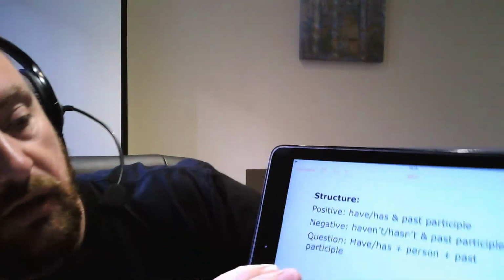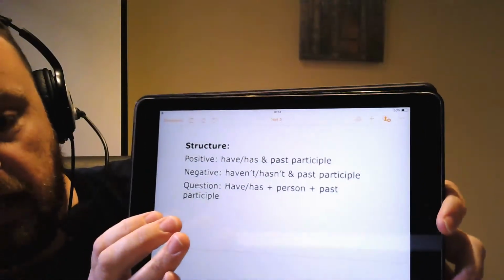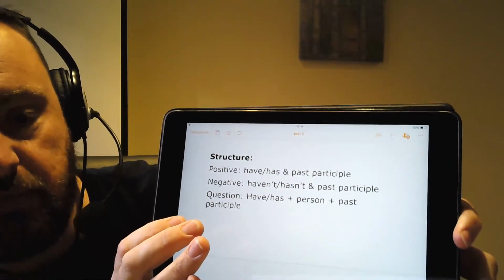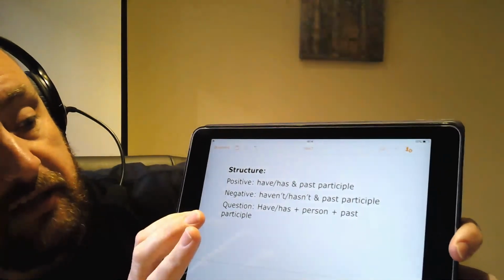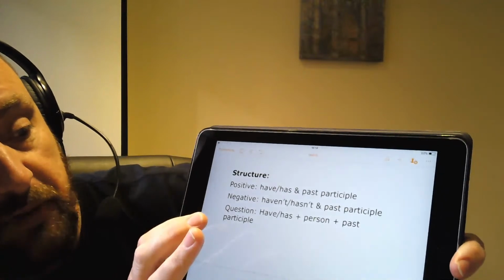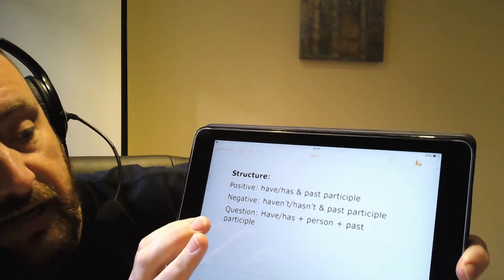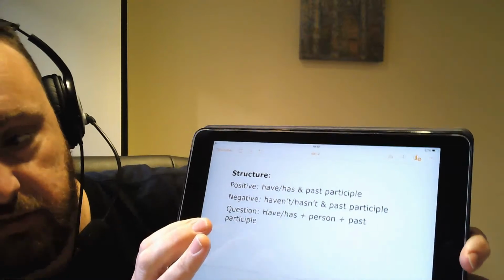And the final thing on present perfect is to talk about the structure. So here we're just looking at the grammar. First of all, I think it's important to talk about the meaning of these things, thinking about the grammar here. To make a positive sentence in present perfect, have or has plus the past participle or the third form of the verb, whatever you want to call it. Negative, haven't, hasn't plus past participle, and question, have, has plus person plus past participle.